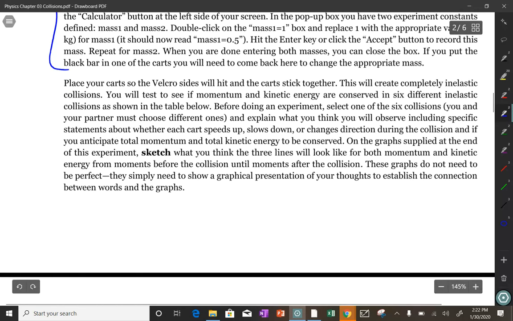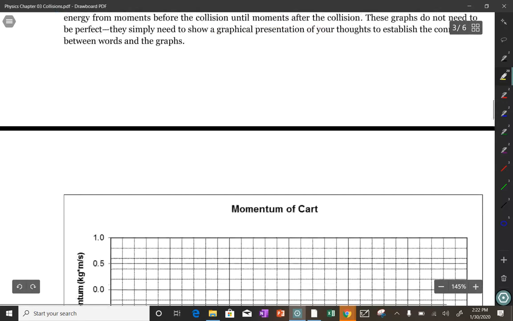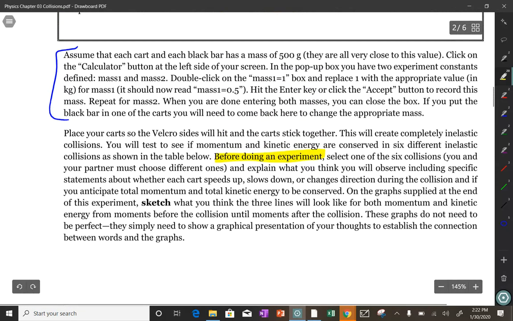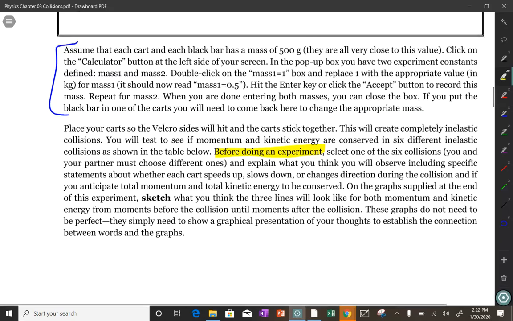Before doing an experiment, you asked me and I forgot to check this. Before doing an experiment, select one of the 6. We've done that. And explain what you think you'll observe. Can you tell me what page you're on? This is page 2 right here. Bottom of page 2. Correct.